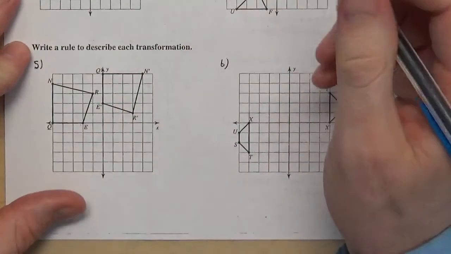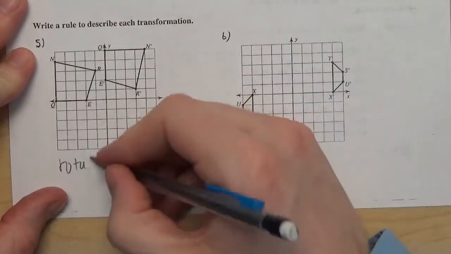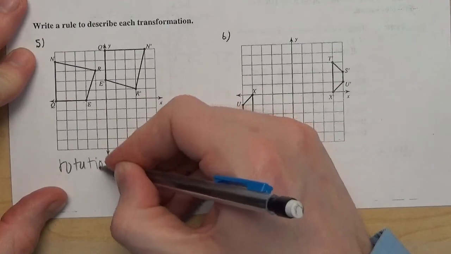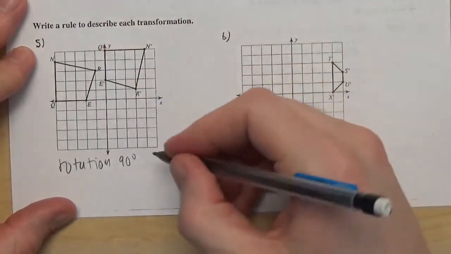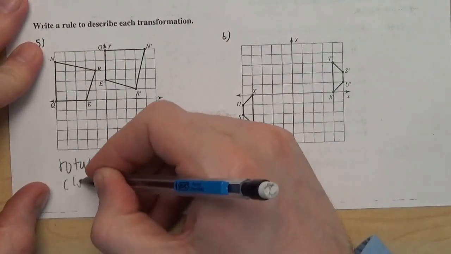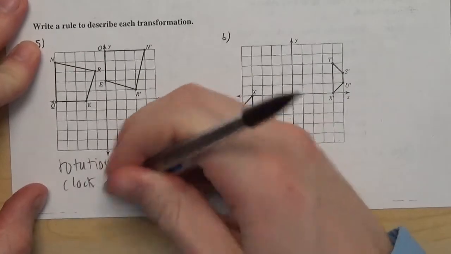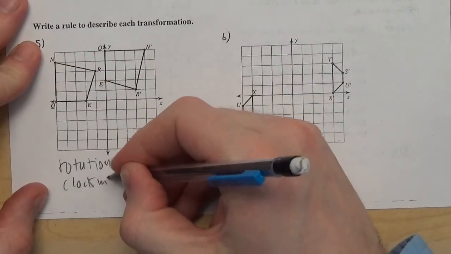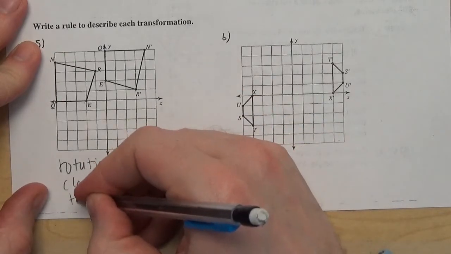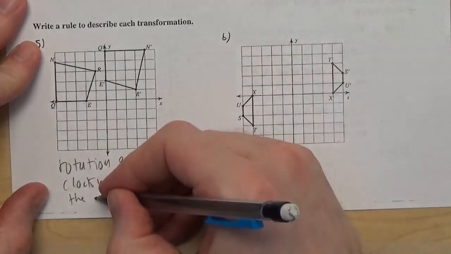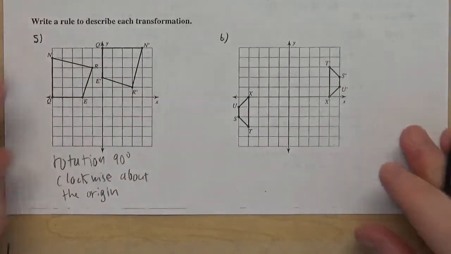It went 90 degrees. So the rule is rotation. We know we went 90 degrees. And what direction do we go? Is this clockwise or counterclockwise? It could be clockwise. Clockwise, about the origin. We have to make sure we say what the center of rotation is. So that's the rule there for that.